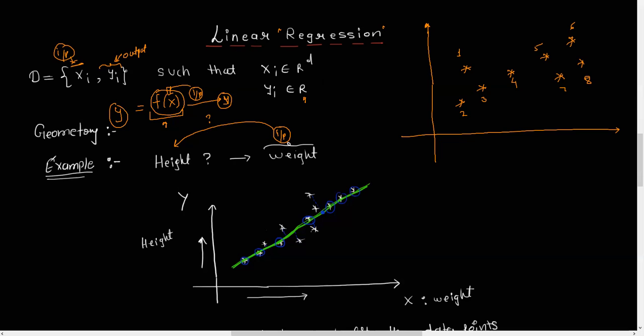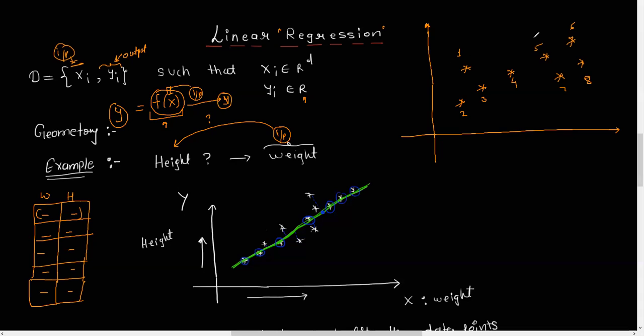Suppose we have a data set, and inside the data we have two things: a weight column and a height column. Some data is given. I will take this data and do a scatter plot of it.